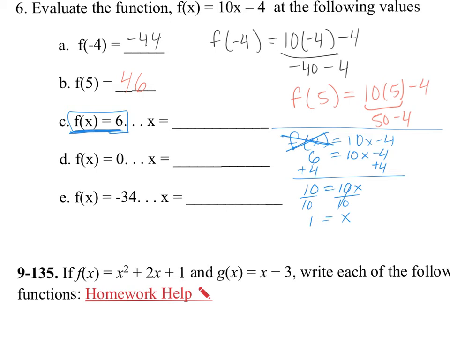x must have equaled 1. If x equals 1, you can kind of check it. Well, if I plug in 1 up here, 10 times 1 is 10, minus 4, yeah, that is 6. We did do that right. For part D, you can do the same thing.